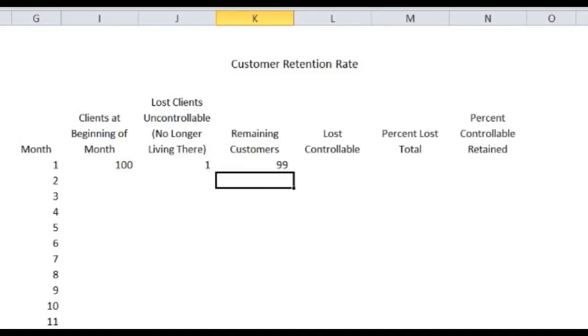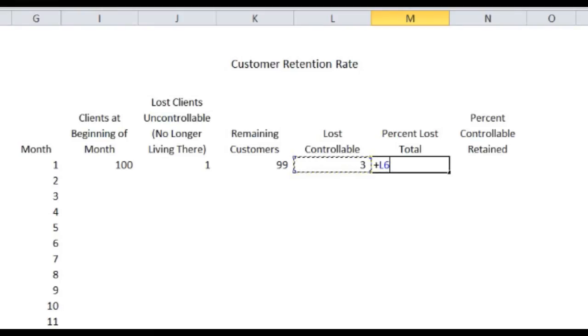Now, for controllable losses, that could be anywhere from I just don't like your service, to we're going to clean ourselves, to, you know, I lost my job. The excuses go on and on and on. But for this example, we're going to say three customers over the course of that month that we lost for controllable reasons.